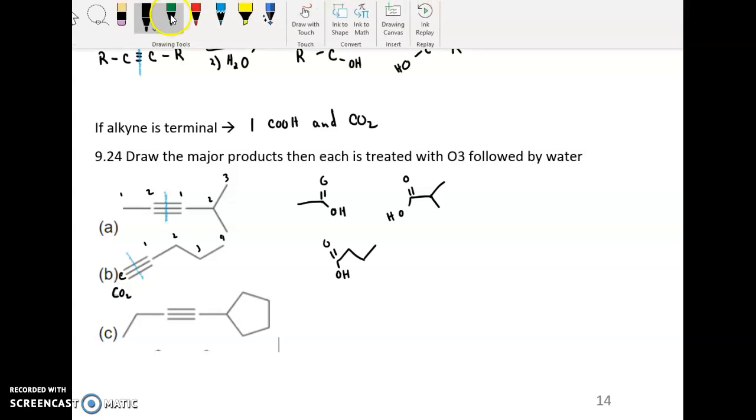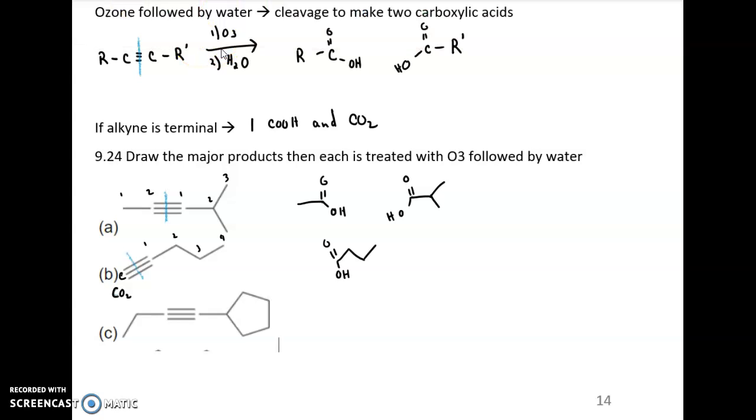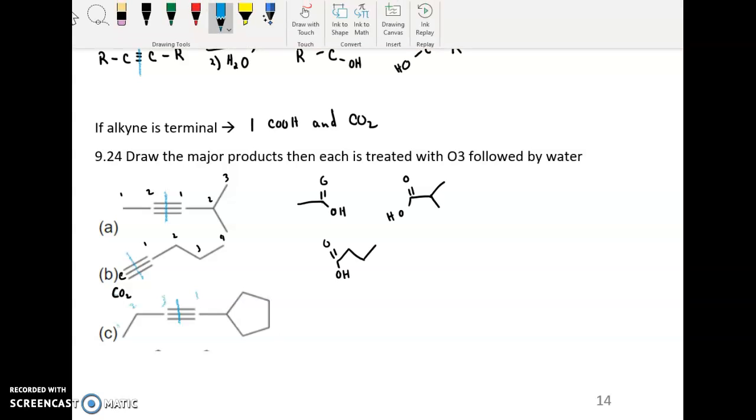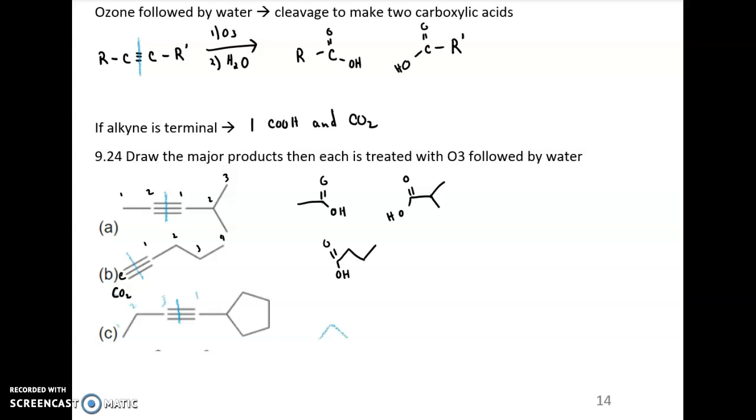Here, we're going to break it right here. This will be 1, 2, 3. Over here we'll have 1, and then this cyclopentane. So we'll get, oh, I left it on the pencil. Okay, we can do that. And the other side will be cyclopentane. It just has a single carbon off of it. The carboxylic acid is formed.